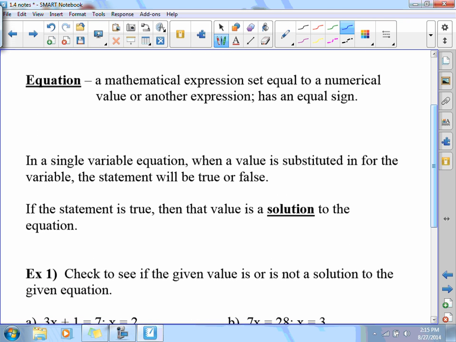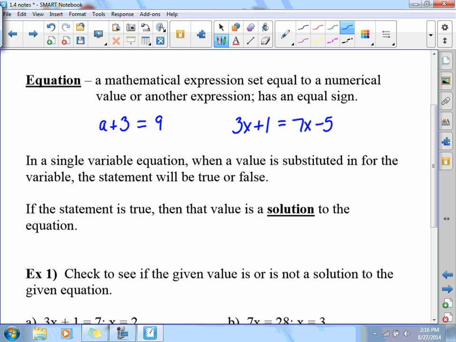An equation is a mathematical expression that's set equal to a numerical value or another expression. And an equation has to have an equal sign. So some examples of this might be a plus 3, which is a mathematical expression, equal, got to have that equal sign, equals 9. So there's an equation. Or you could have 3x plus 1, getting a little more complicated and fancy here, equals 7x minus 5. So you could have an expression set equal to another expression.